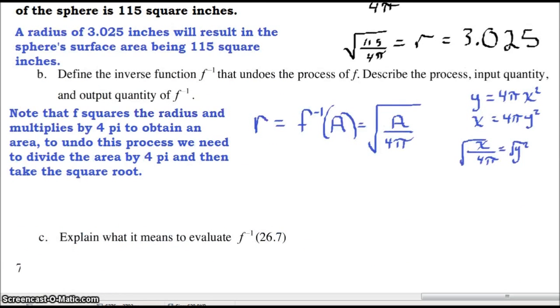Explain what it means to evaluate f inverse of 26.7. Notice that this simply means that we're taking a surface area A here and we're calculating the radius of the sphere that would result in the surface area being 26.7 inches squared.